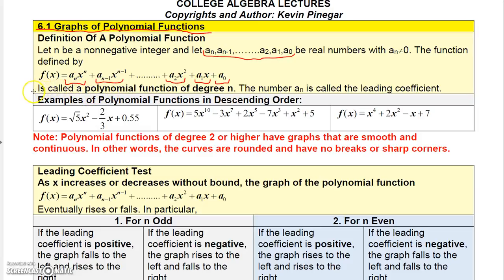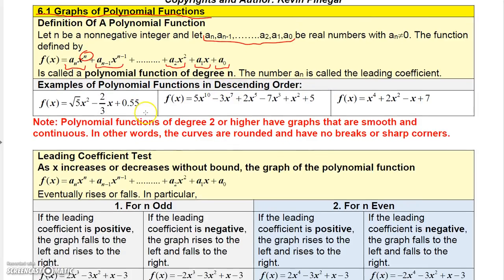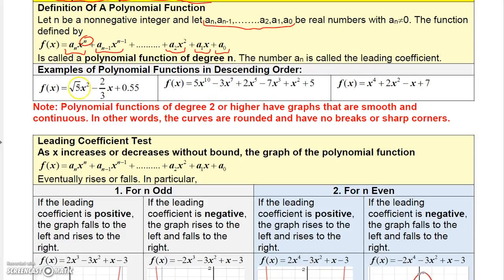And so the degree is, of course, the highest degree or the highest power of x here. So this would be an n degree polynomial. And a sub n would be the leading coefficient.